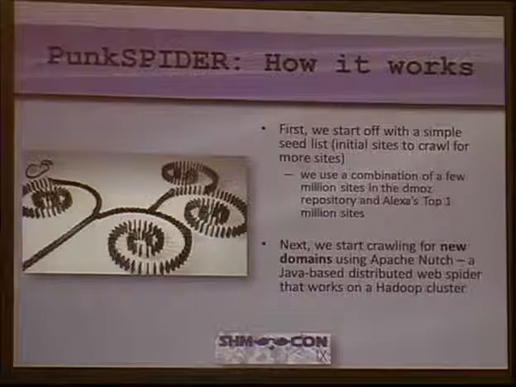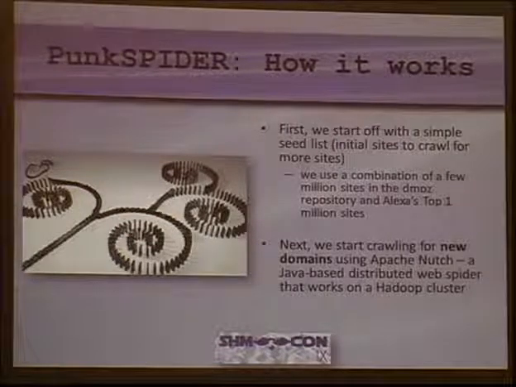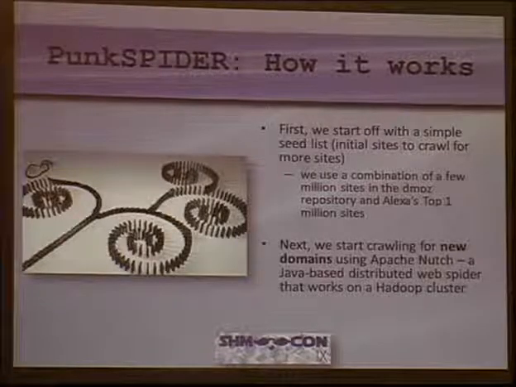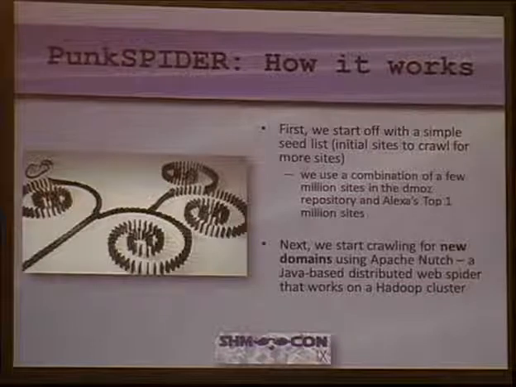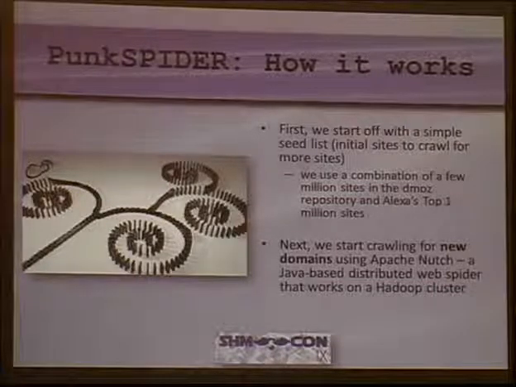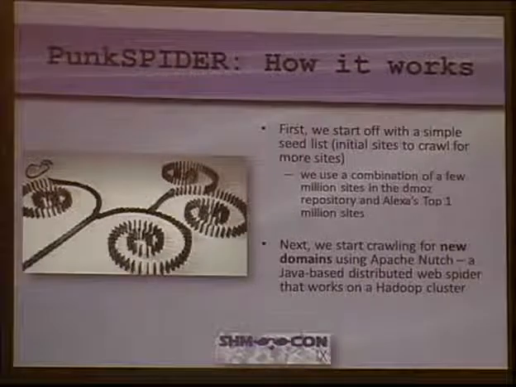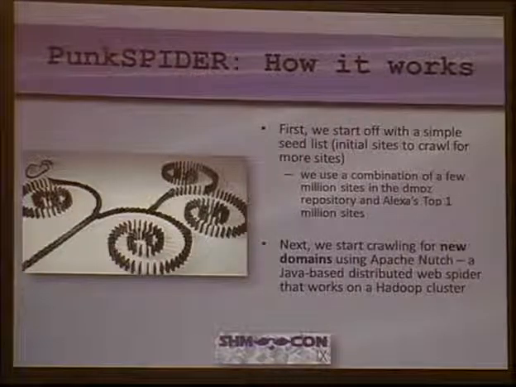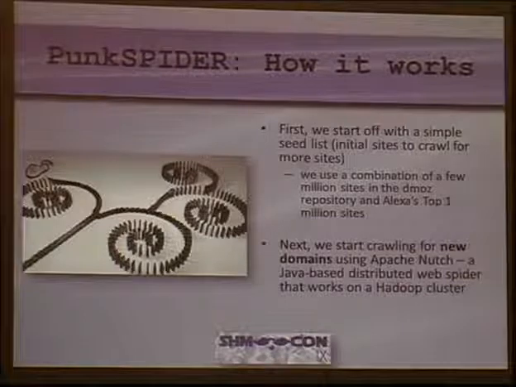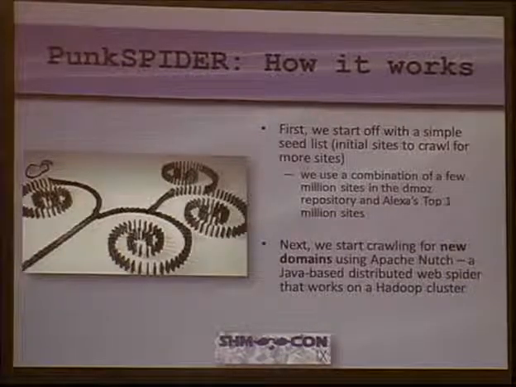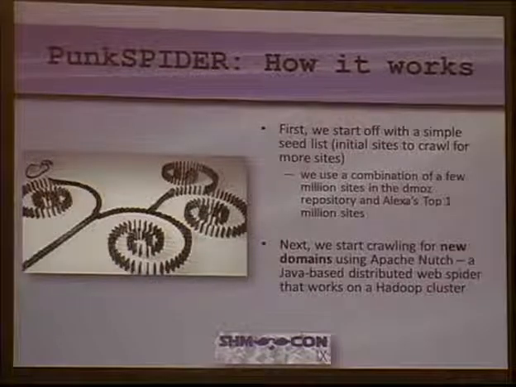Now I want to actually tell you about what our project is doing. So we can move on to PunkSPIDER. So here's how it works. First off, we start off with a simple seed list, which is basically just an initial list of sites that we're going to crawl for links, and then we're going to discover more sites from that. This is basically just your basic search engine spider, which we're indexing. So our seed list comes from a combination of demos and Alexa's top 1 million sites. So we have a few million seeds out there that we're using to collect more data.